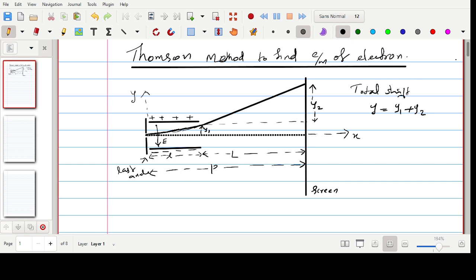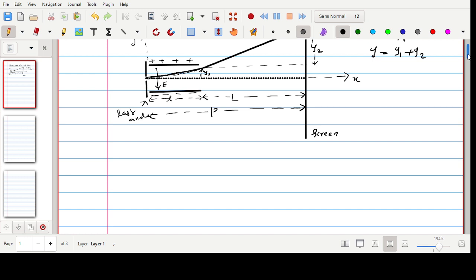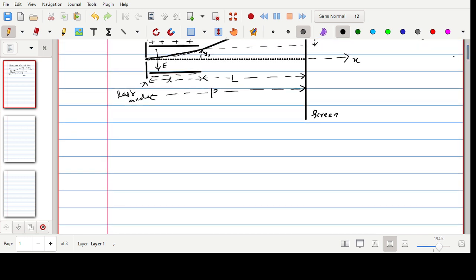So in electric field, first we are calculating the presence of electric field. This is figure 1. Figure 1 represents the presence of electric field.